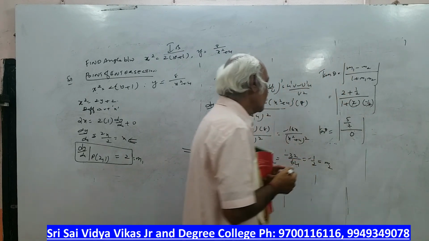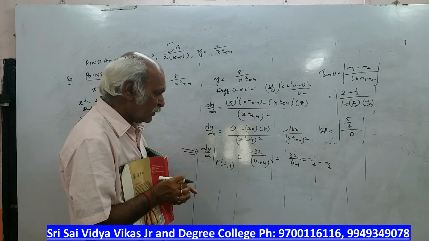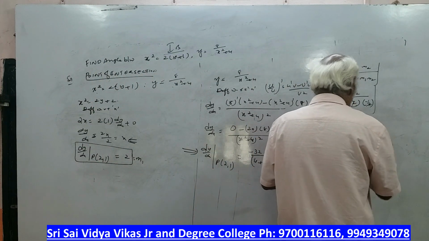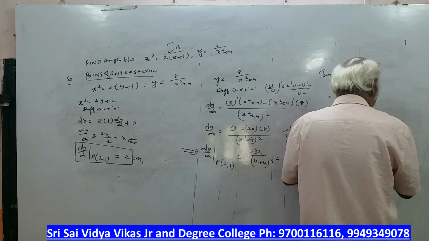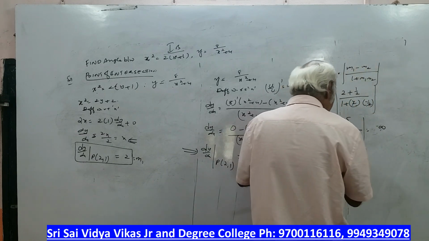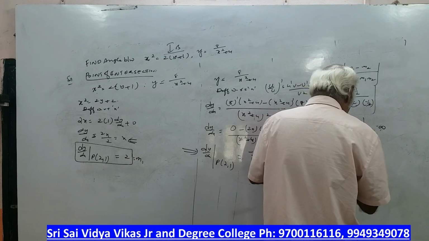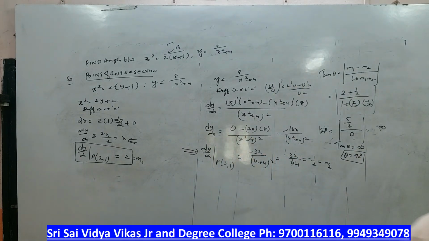Right? So what is happening here? m1, m2. What is m1? 2. m2 is minus 1 by 2. Right? So this becomes what? Tan theta, anything by 0 is what, sir? 0. Sorry, infinity. Anything by 0 is infinity. So tan theta is equal to infinity means theta is equal to 90 degrees, because tan 90 is infinity. Okay. Please note down this.